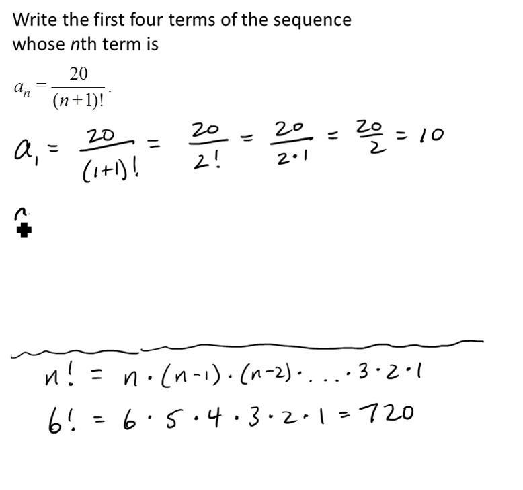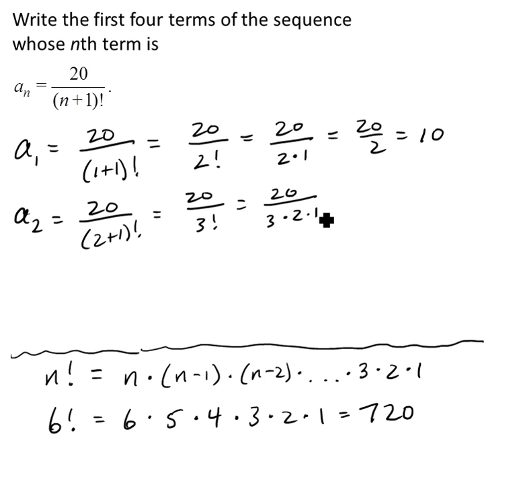So then a2, the second term, plug a 2 in for n, so we get 20 over 2 plus 1 factorial. So that is 3 factorial. And 3 factorial is 3 times 2 times 1, which is 6. And 20 over 6 can be reduced to 10 over 3.